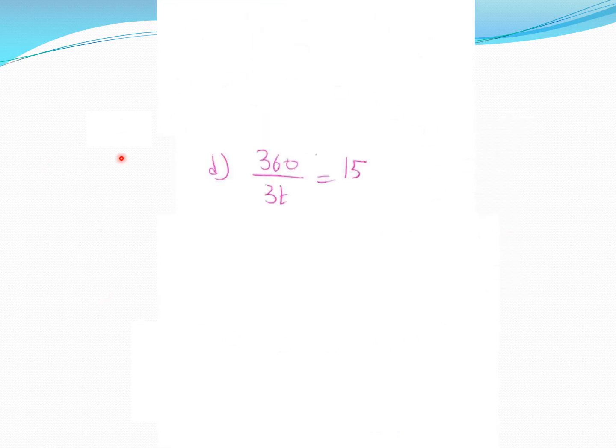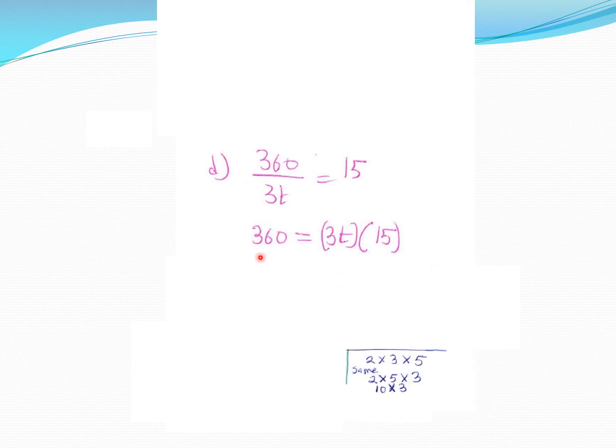Part D, 360 over 3t equals 15. Cross multiply again. 360 times 1, that's 15 over 1. 360 is equal to 3t times 15. Now this is slightly different. There's another layer of complexity on this. So what happens at this stage? We have 3t times 15.